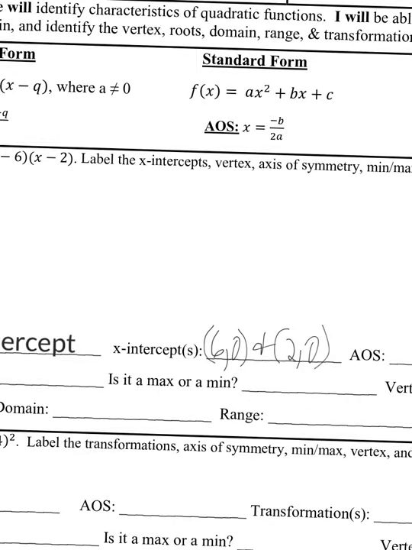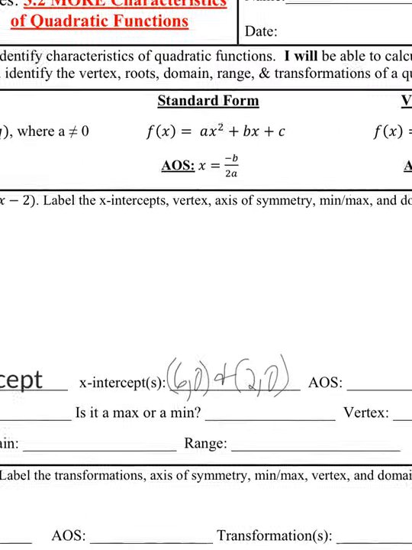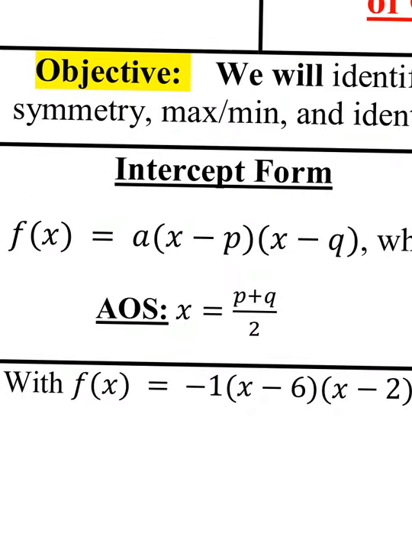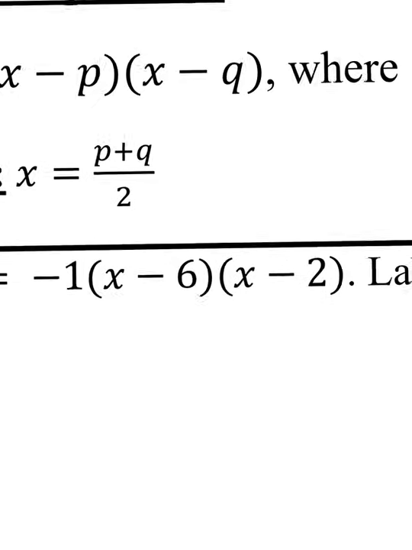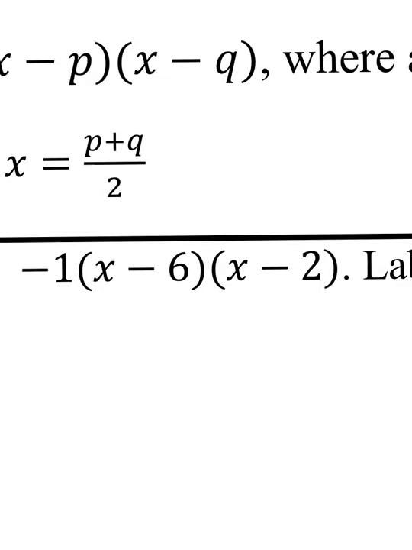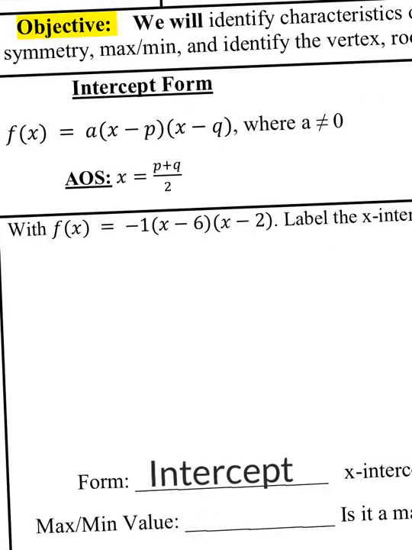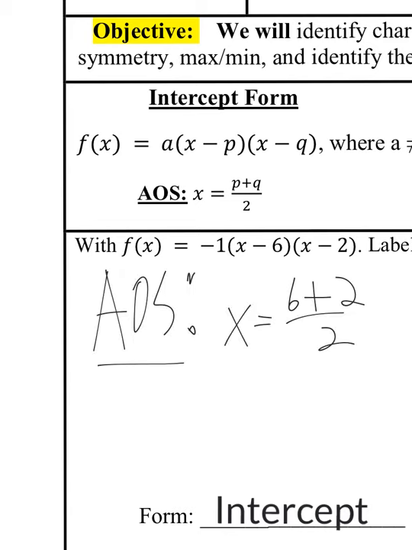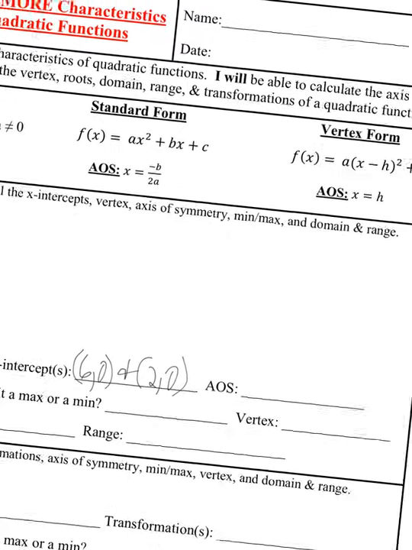The next thing to do would be to find the axis of symmetry. So if it's an intercept form, the axis of symmetry is p plus q over 2. What's the p and the q? That +6 and the +2, the reverse signs of the inside. So I'm going to write AOS is 6 plus 2 over 2. So I know 6 plus 2 is 8, and 8 divided by 2 is 4. So my axis of symmetry is x equals 4. Remember to keep it as an x equals equation, okay?